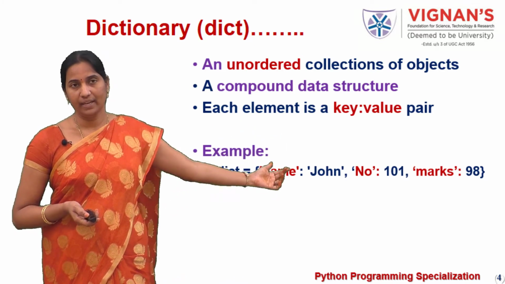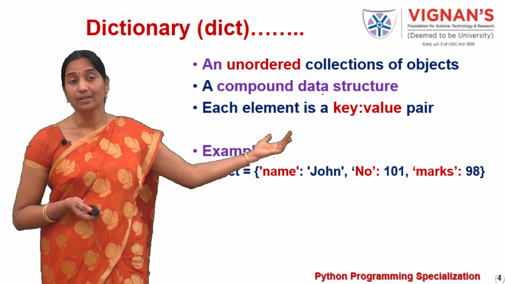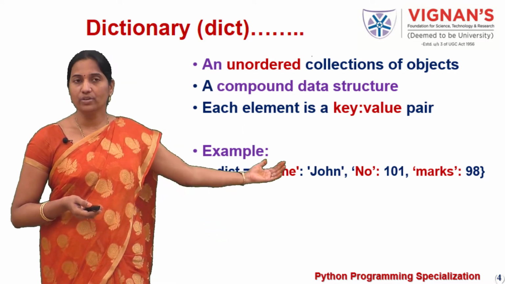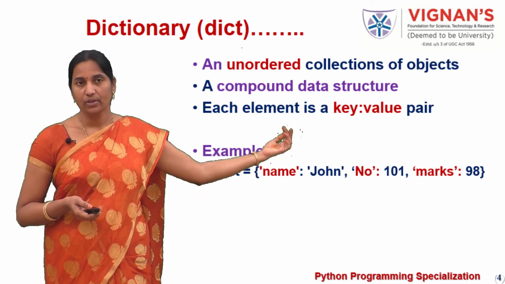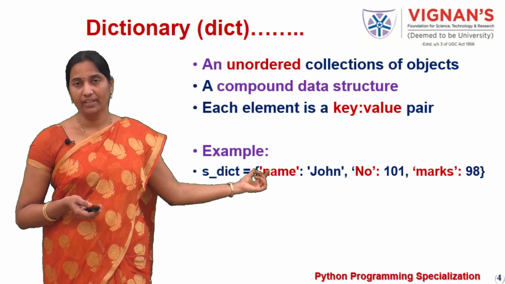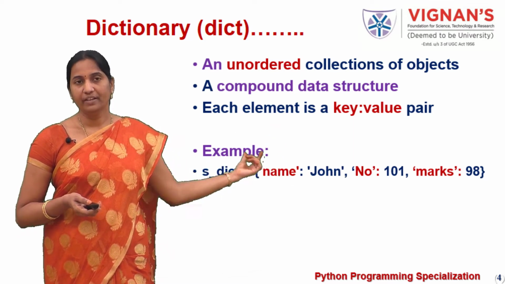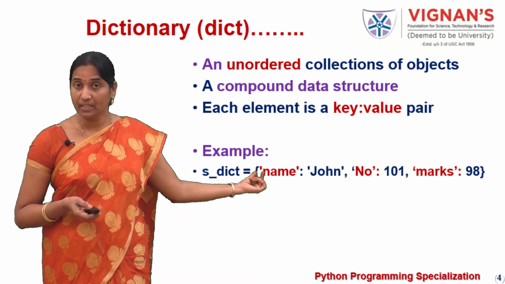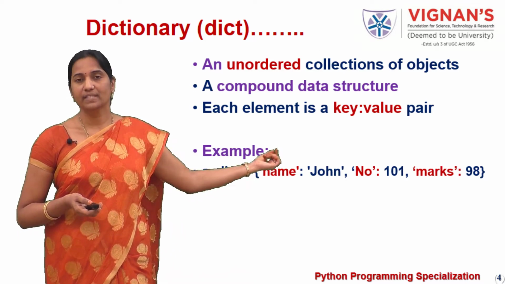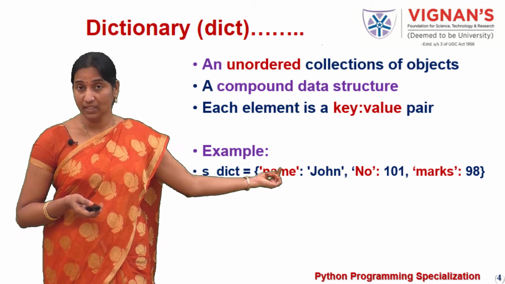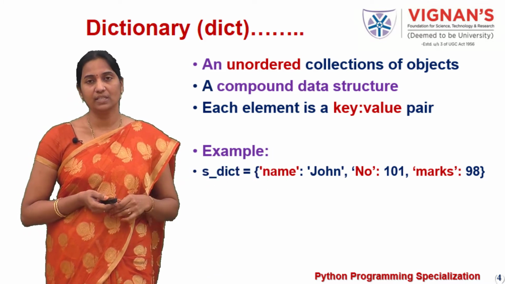Here you can see an example dictionary which represents student details. This dictionary has three different elements where every element has a key and an associated value. The first element has name as a key and John as a value. The second element has number as a key and 101 as a value.